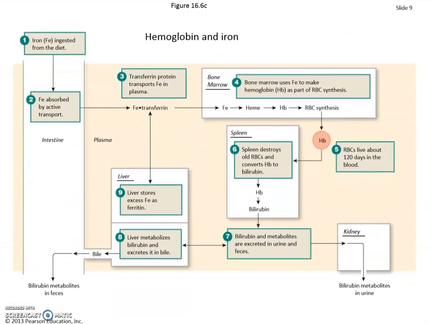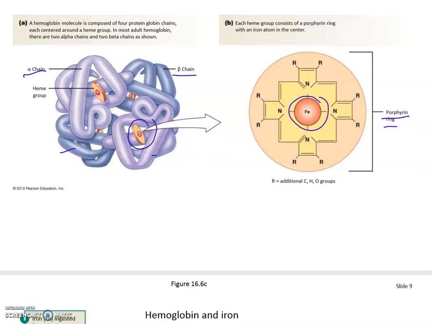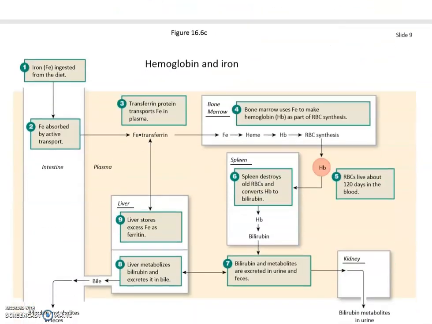Now here, with the hemoglobin and the iron, a lot of people don't have enough iron, and then they end up with something called iron deficiency anemia, because you must have iron. If you don't have iron, you can't make these heme groups, and without heme groups, your hemoglobin doesn't work.